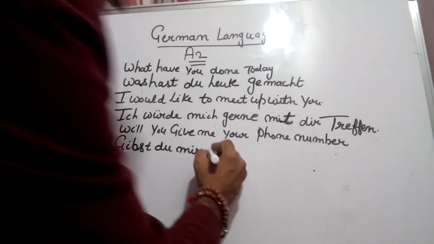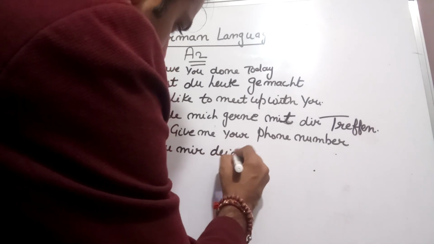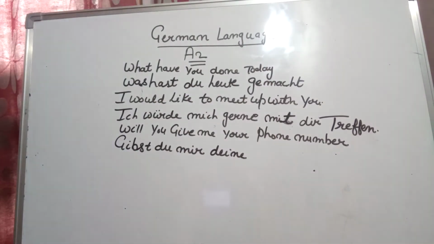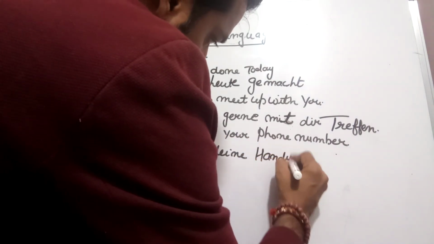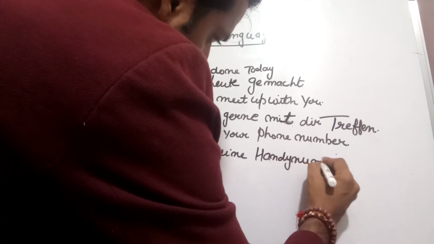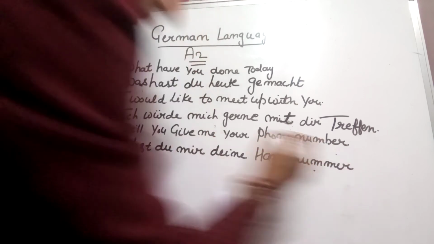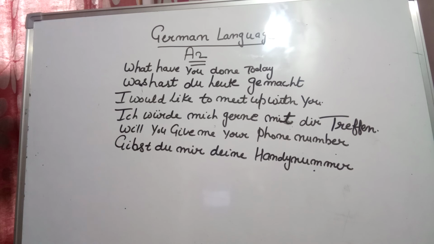Will you give me your phone number? So how do we say this in the German language? Is that clear to you? So what I will say: will you give me your phone number? Gibst. We have a verb geben. Will you give me your phone number? Gibst du mir deine Handynummer? Is that clear to you?